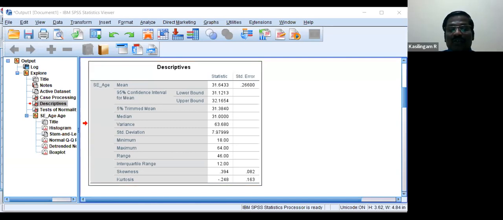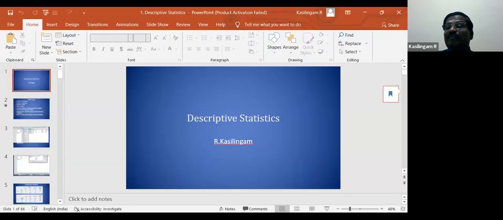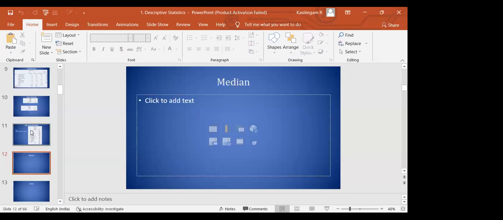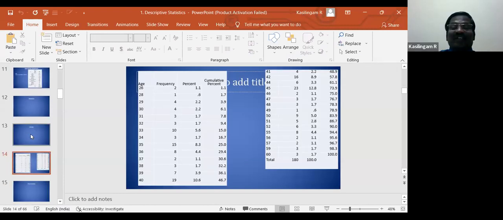Okay. So now the calculated values are my PPT is visible, madam. Yes, sir. Descriptive statistic. Good, madam. Good, madam. Good, madam. Yeah, yes, sir. Go, sir.